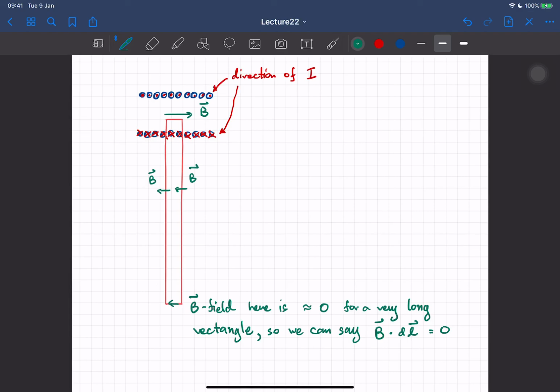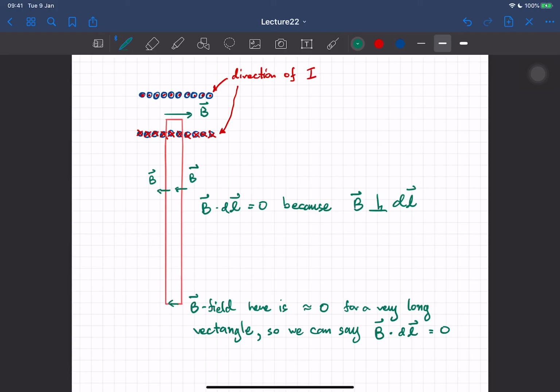But then we have three other sides to figure out, which is this side and this side, to calculate B dot dl. But here and here you can see that the direction of the magnetic field and the direction of the loop are perpendicular to each other. So B dot dl here is zero because B is perpendicular to dl.